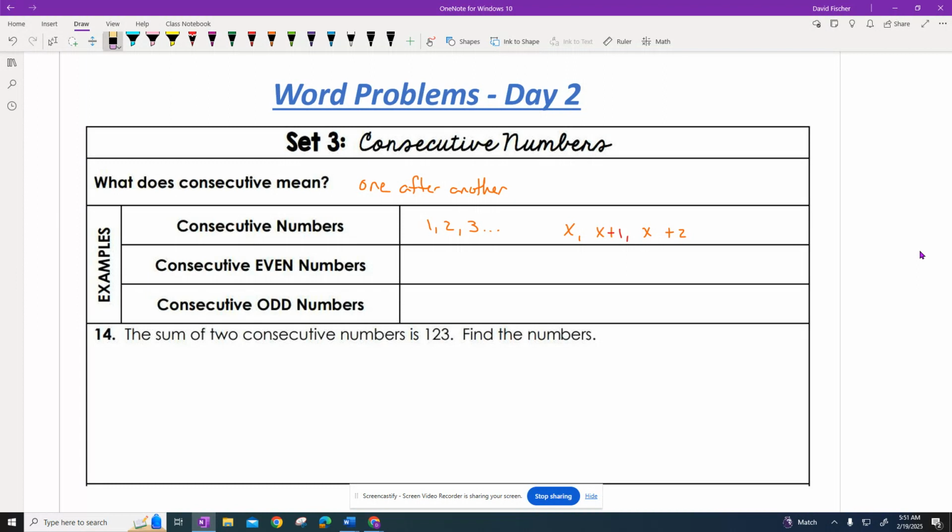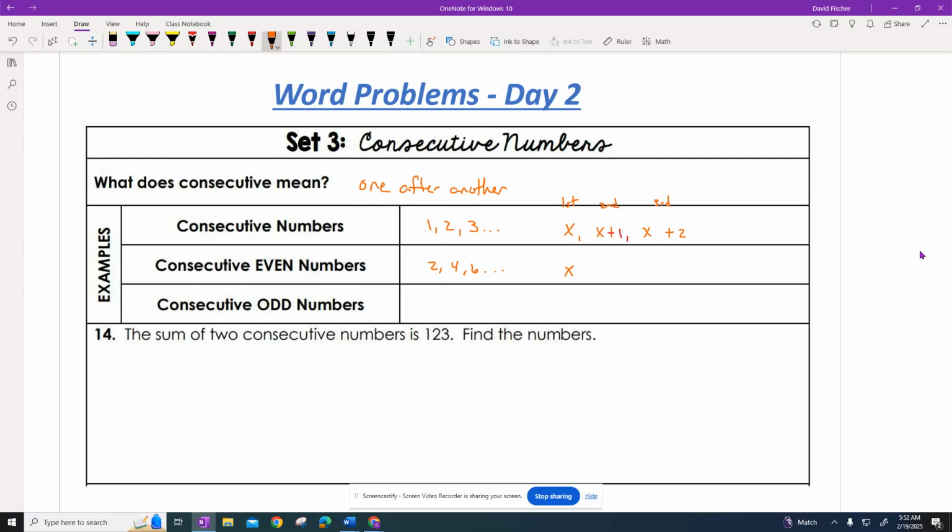Now when we're talking about consecutive even numbers, I always put an example like this. If I try to keep them low, 2, then 4, then 6 would be my pattern for even numbers. And so I'm going to do the same thing, that if x was 2, I put a 2 there, that's my first number. This would be my second number, and this would be my third number.